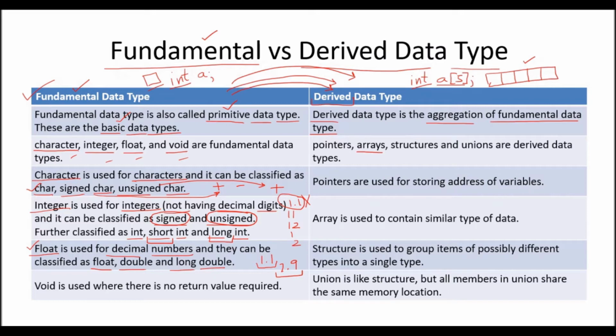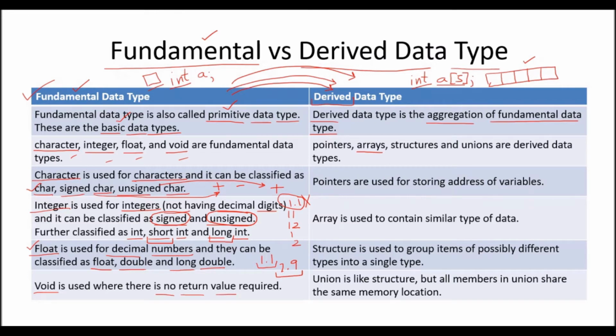Then coming to void, you know that void is very important, because without void the main function cannot even work. So void is used for no return value, meaning anything which is not giving a value is called void. Let us suppose that you want to print something on screen and you don't want to return anything.